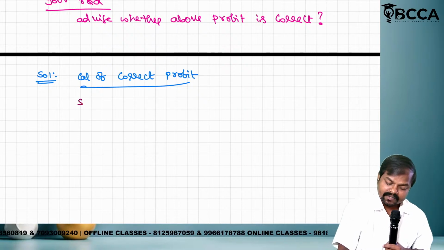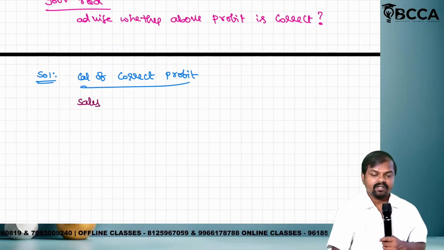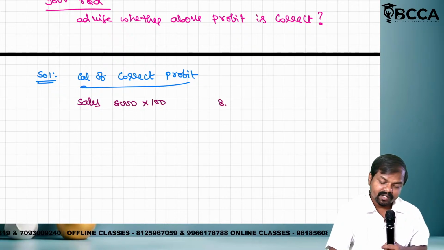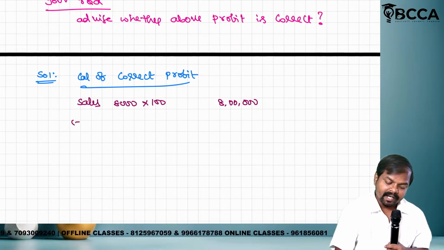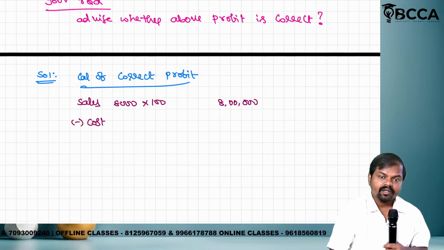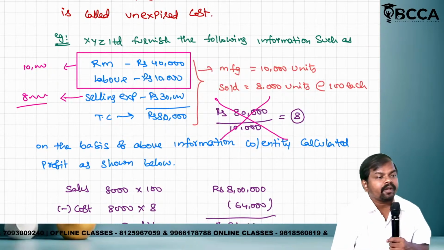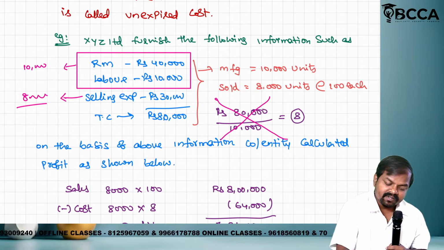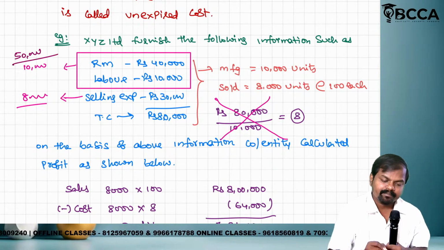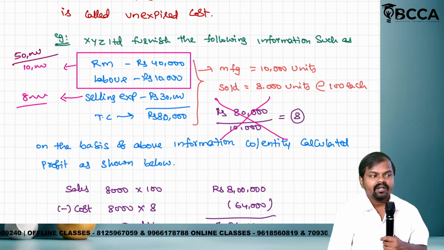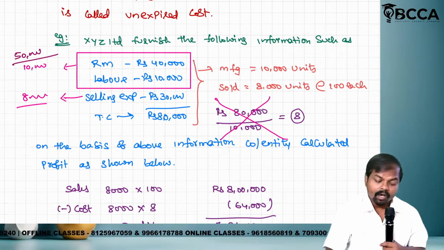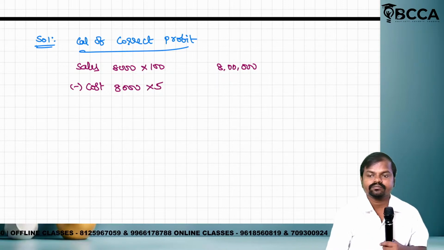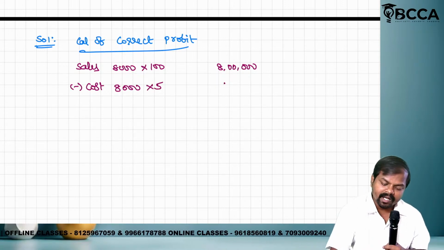Respond ma. Sales, how much? How many units? 8,000 units. Per unit, 100. How much? 8 lakh. Minus cost. What is the cost? 40,000 for how many units? 10,000. 10,000 for how many units? It means 50,000 rupees they spent. For how many units? It means per unit how much? That is the reason. Listen ma. 8,000 into 5.